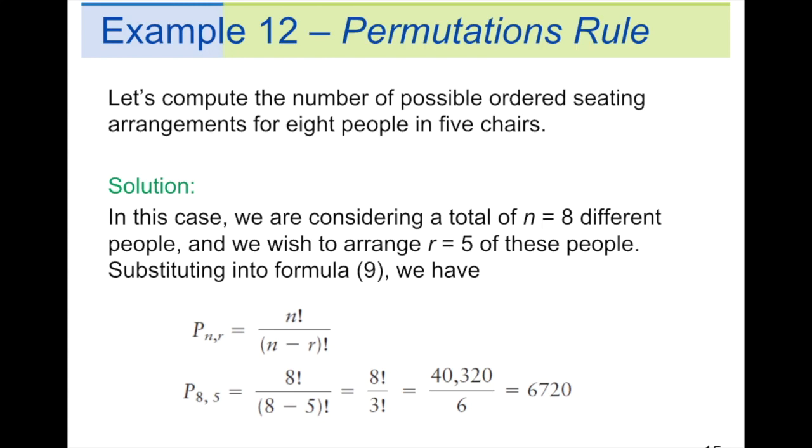8 factorial is 40,320, because it's 8 times 7 times 6 times 5 times 4 times 3 times 2 times 1. And then 3 factorial is 3 times 2 times 1, which is 6. Divide that out and you get 6,720.